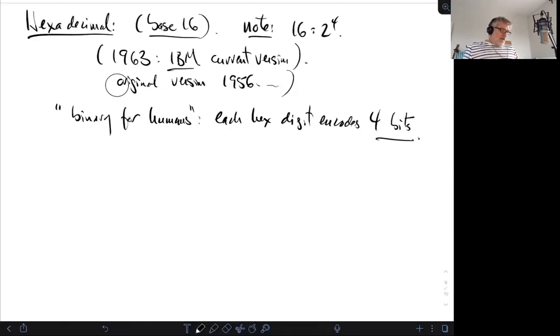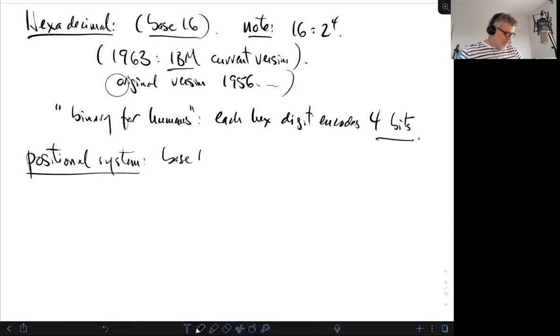Okay, so now you see that we're going to run into a problem here because we have more digits than base 10. So again, this is a positional system. Base 16. So we need 16 digits. These are the hex digits.